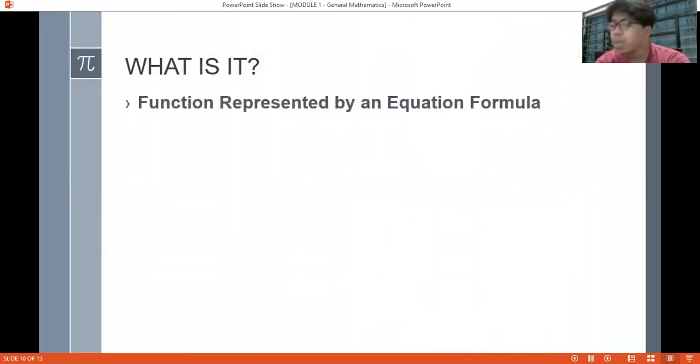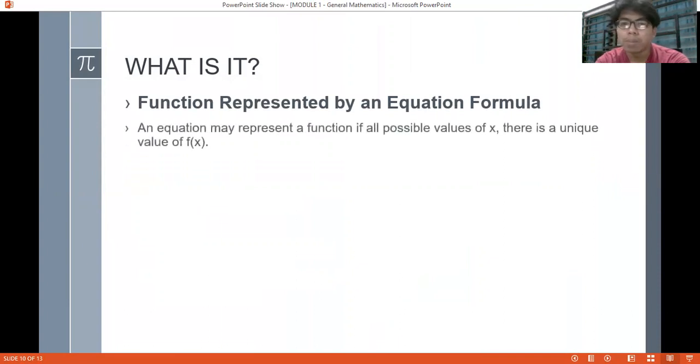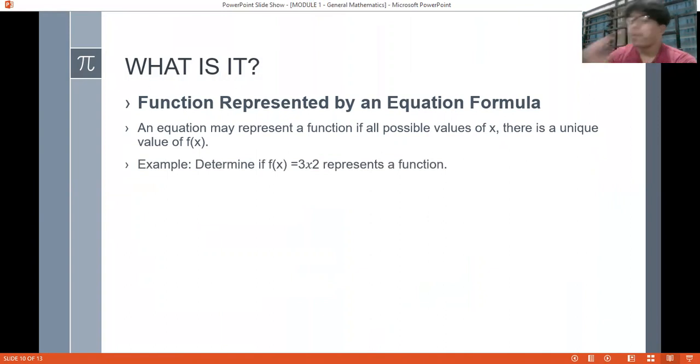A function can be represented by an equation or formula. How come? Because an equation may represent a function if for all possible values of x, there is a unique value of f of x. Example: determine if f of x equals 3x squared represents a function. By the way, class, this is an exponent, okay?